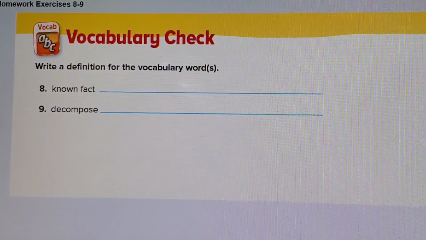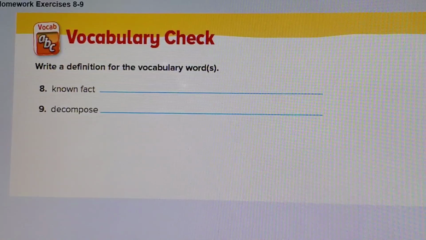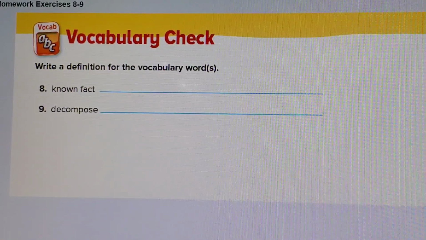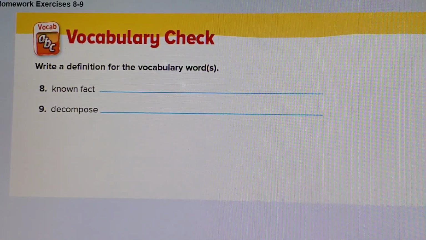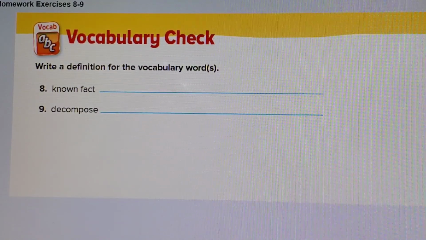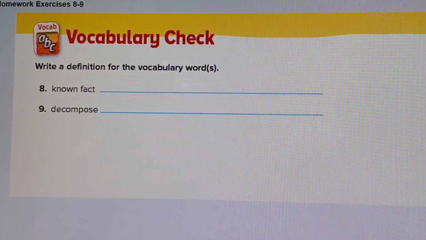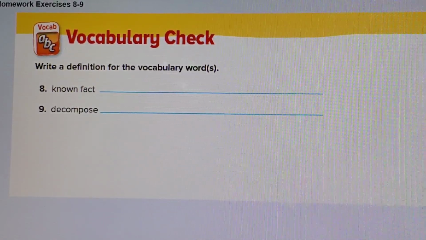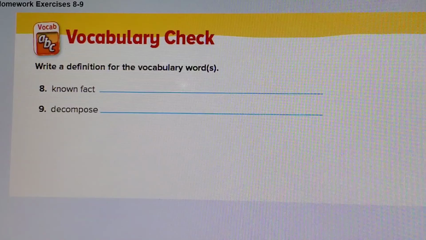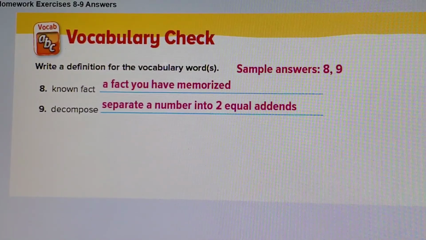Vocabulary check. Write a definition for the vocabulary words. Known fact: a fact you have memorized. Decompose means to separate a number into 2 equal addends.